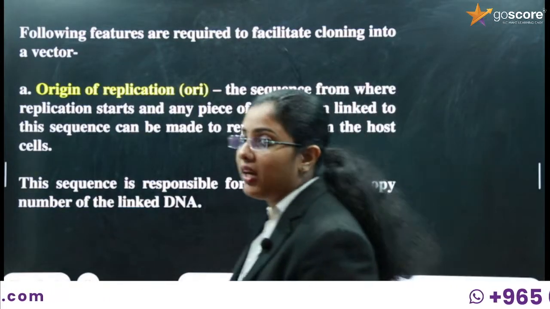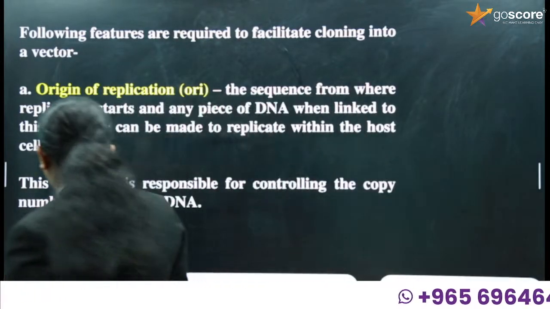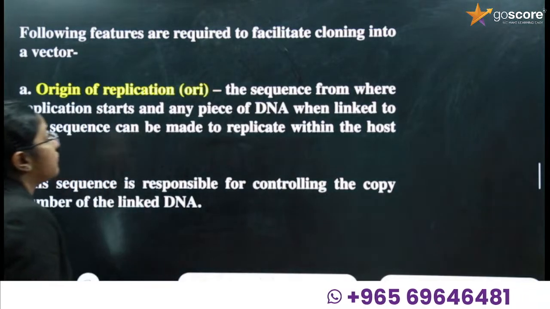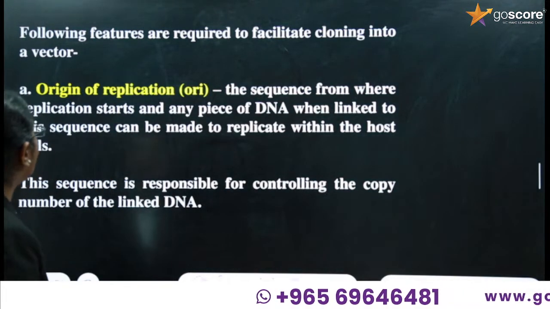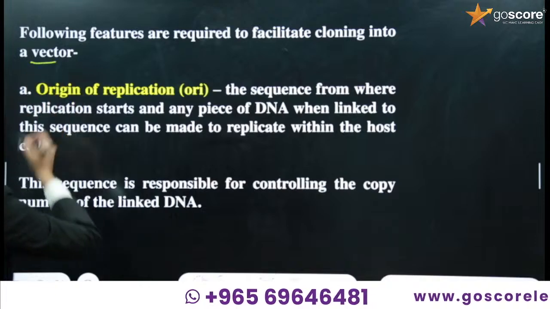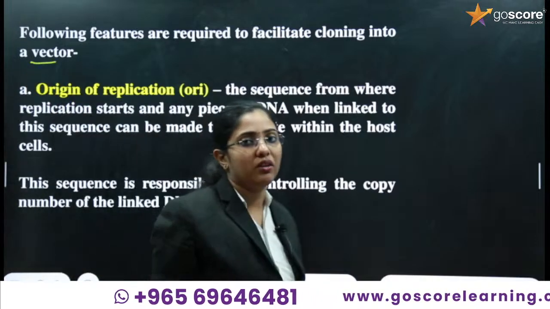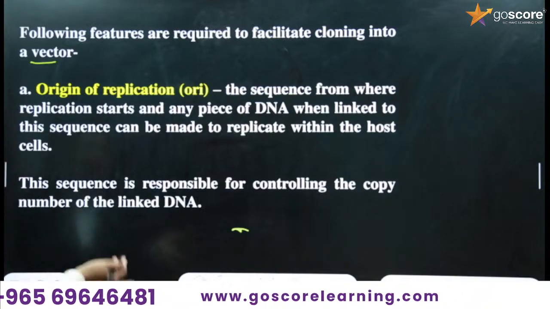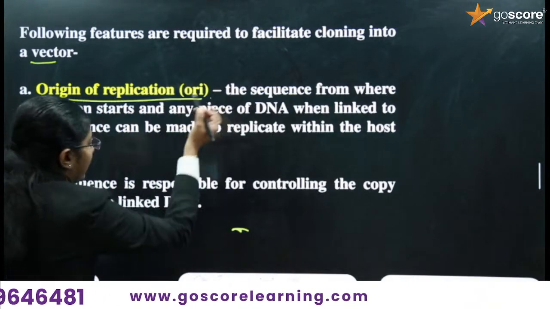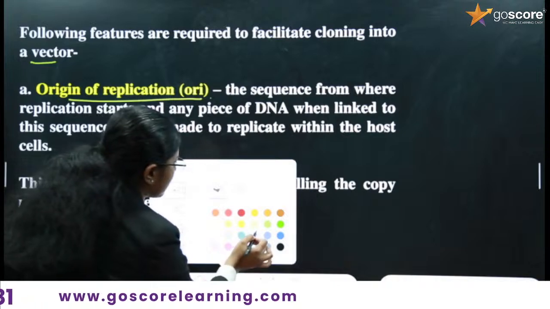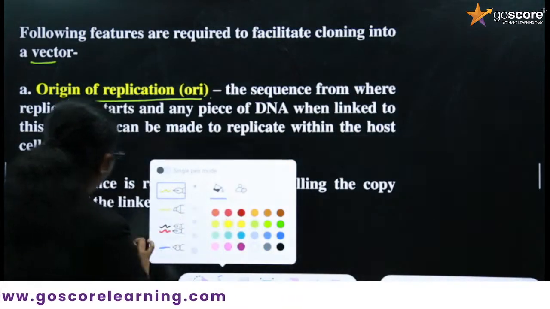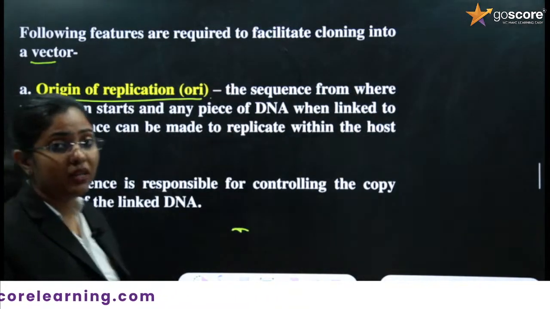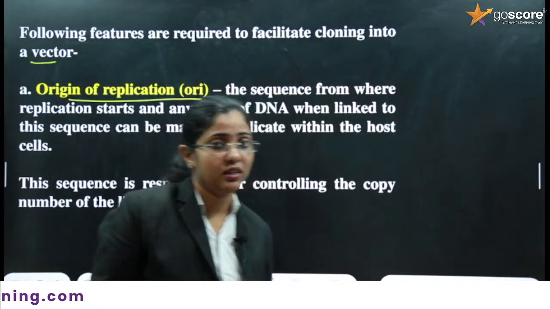Okay, so next one, what are the requirements? What are the characteristic features which are facilitating the cloning vector? What should be there inside the cloning vector? That is also another concern. What should be there? It should have an origin of replication. Dear students, we have learned what is origin of replication in our chapter. Which chapter? Replication, molecular basis of inheritance, right?